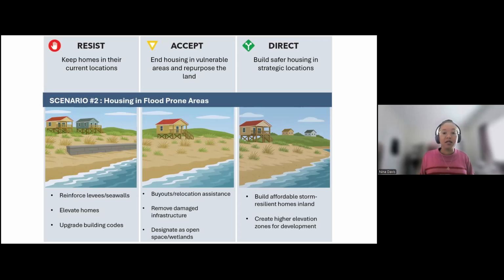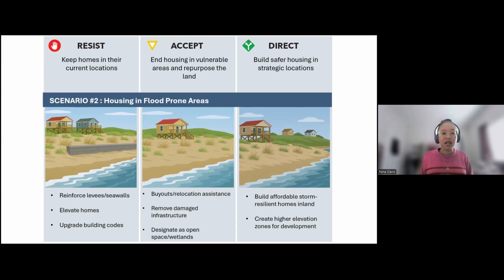For accepting, that is the goal of ending housing in the most vulnerable areas and repurposing that land. So actions can include offering buyouts and relocation assistance, removing damaged infrastructure, designating vulnerable areas as open space or wetlands. Some of your pros are that it reduces long-term risk, restores the natural floodplain, and it's cost effective over time. But you do get that loss of community identity, there's social disruption and equity concerns.